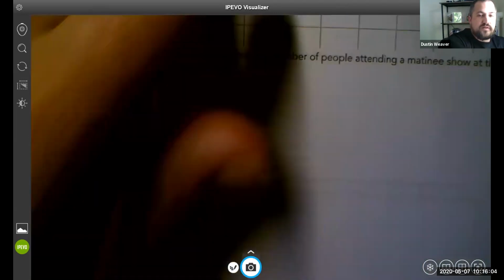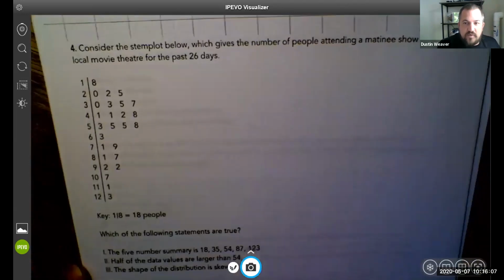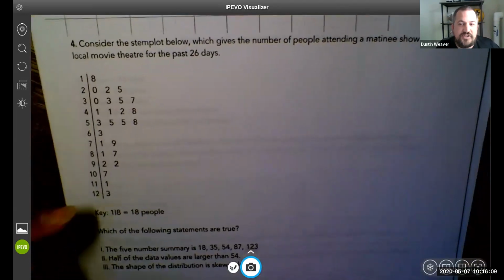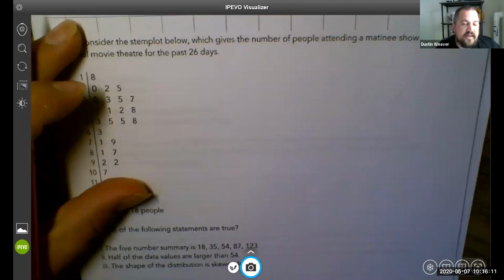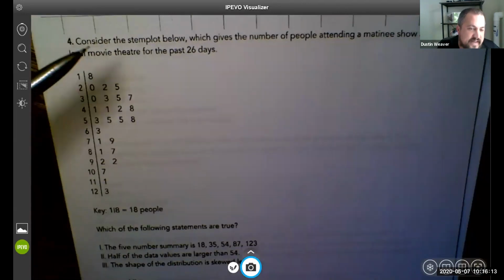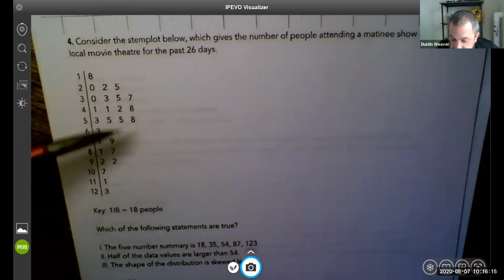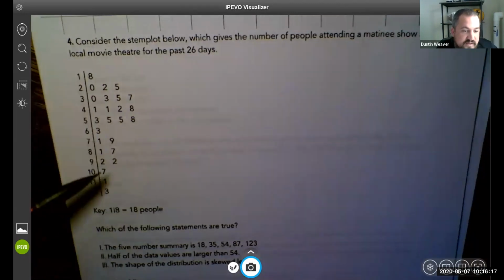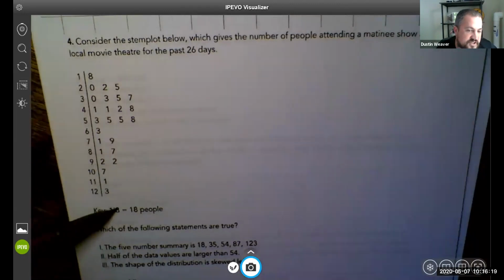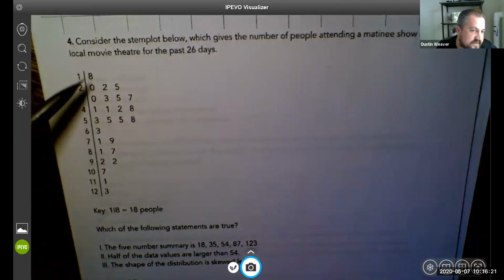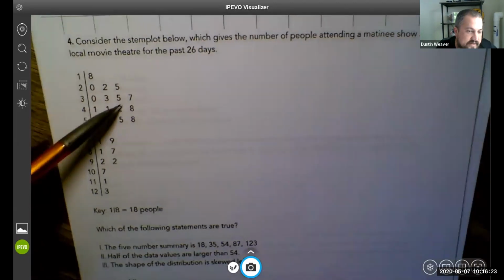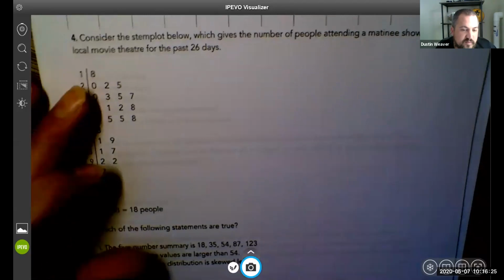consider the stem plot below, which gives the number of people attending a matinee show at the local movie theater for the past 26 days. So you've got 26 different numbers. And remember, it shows you in the key that 1|8 means 18. So this is 18. This would be 48. This would be 123, the biggest.